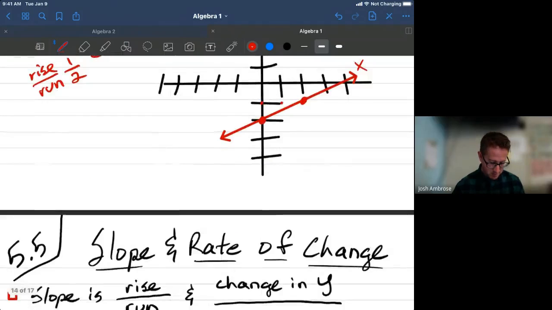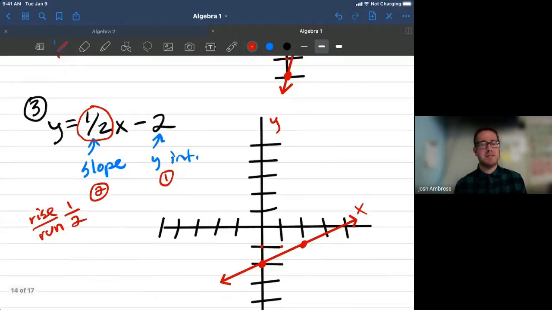Let's look down. Oh, that's it. That was the last example problem. That's all we needed to cover.